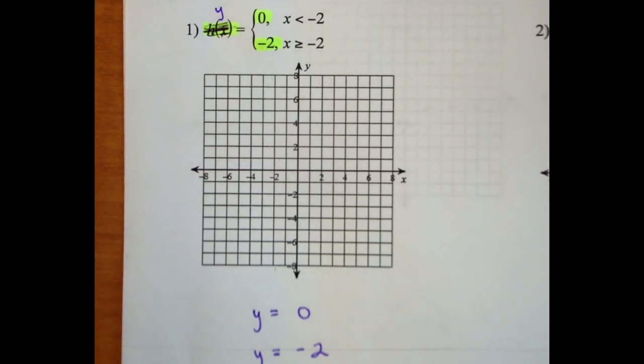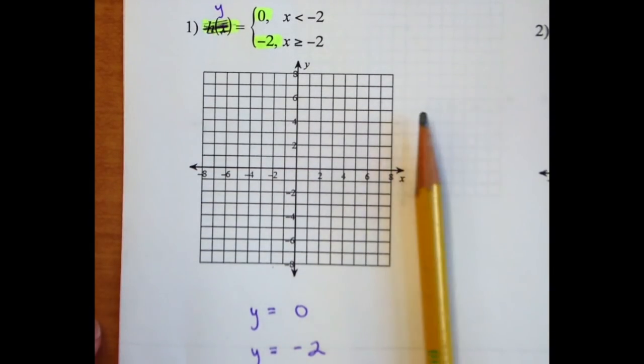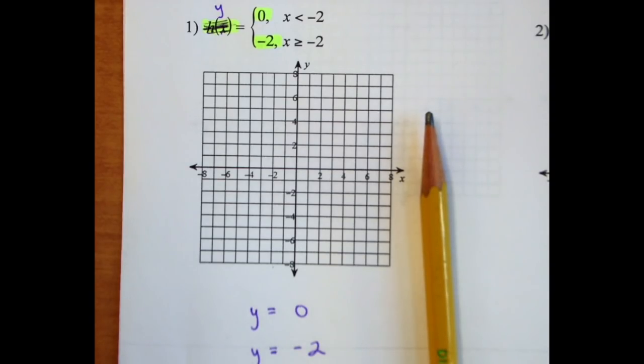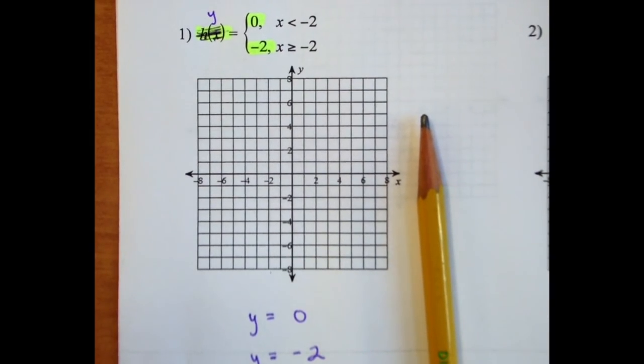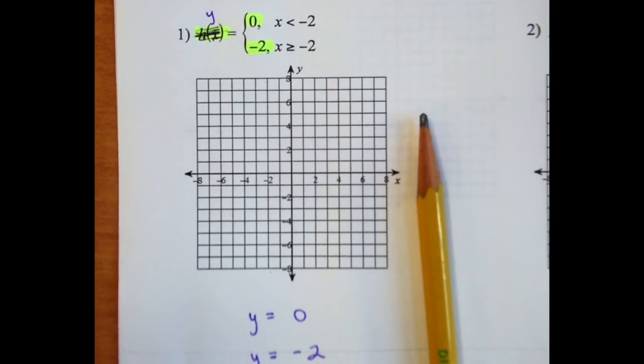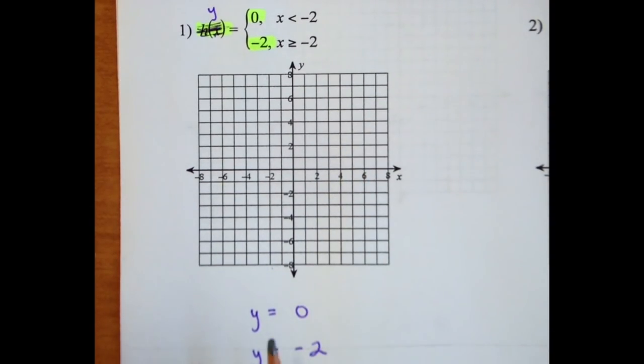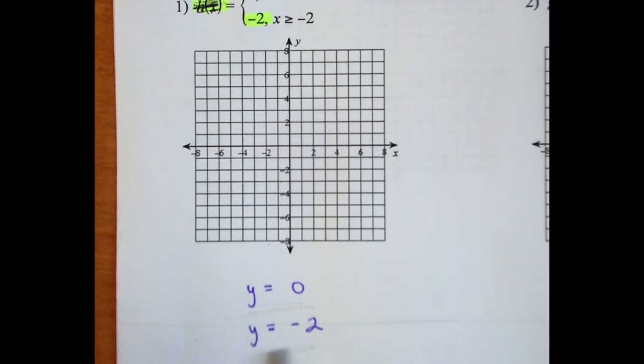I highly recommend in today's class using a pencil. I know we don't really use pencils very often, but you will see why when you're doing this type of problem, it's very helpful to be able to erase. So what I'm going to do with my pencil is first graph the first function, y equals 0. Actually, I'm going to start with the second function, y equals -2.